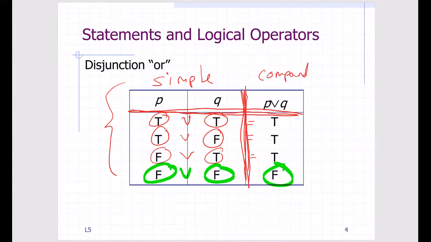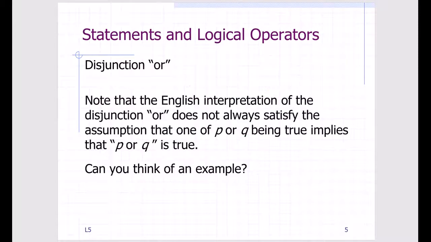Now, one thing we talked about when we covered the first section was that the way we use words in conversational English is sometimes different than the way we use them mathematically. So for example, mathematically, a disjunction is true if the first statement or the second statement or both statements are true. But conversationally, that's not always the case.